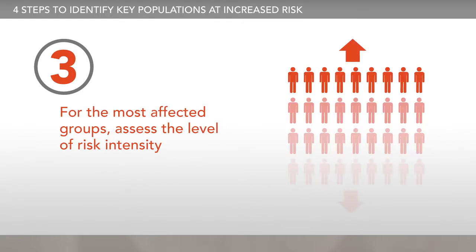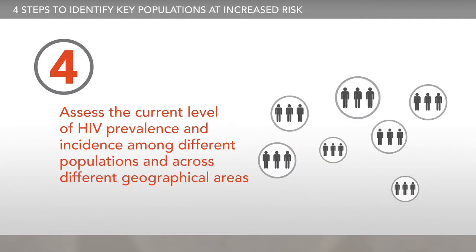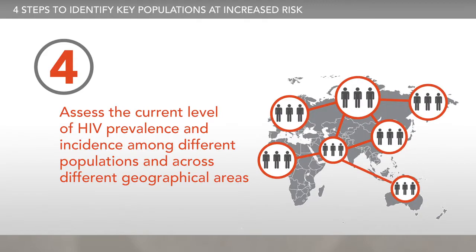For the most affected groups, assess the level of risk intensity based on how frequently these populations engage in unprotected sex or inject drugs, and how big the networks of these persons are. Step 4. Assess the current level of HIV prevalence and incidence among different populations and across different geographical areas in order to prioritize surveillance activities geographically.